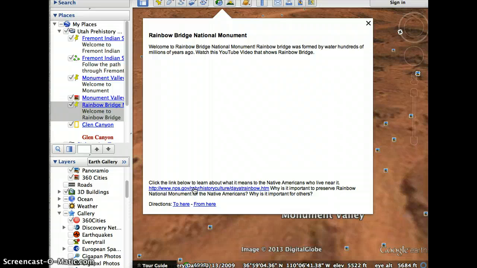And from there they're going to talk about why it's important to preserve sites like these for the Native Americans and for everyone.